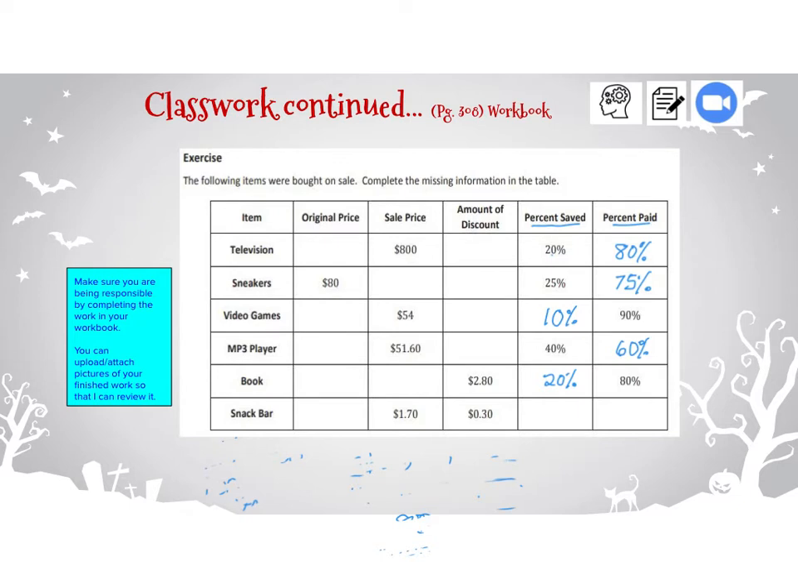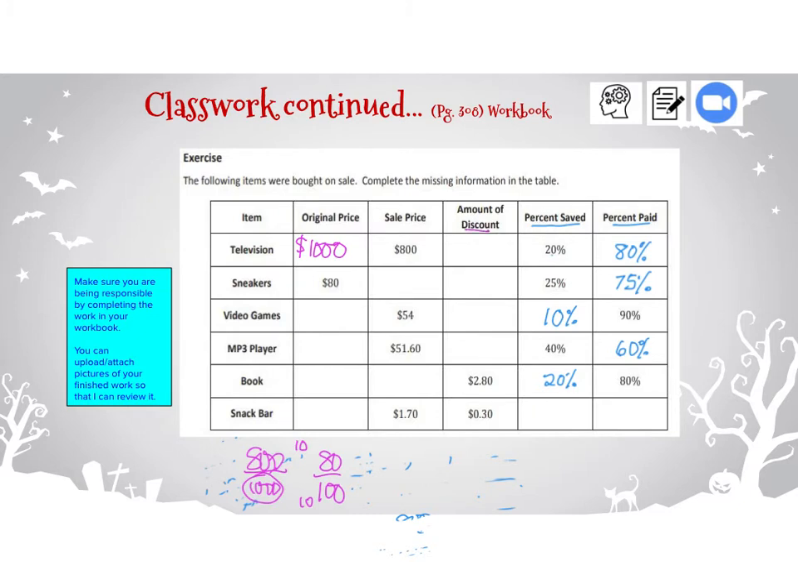So if I go to percent paid, the sale price was 800, and I don't know what the original price is, but the percent that we paid is 80%, so 80 over 100. That means from 80 to 800, I multiply by 10. From 100 times 10 is going to be 1,000. That sounds a bit more like it. So my original price is 1,000. My sale price is 800.